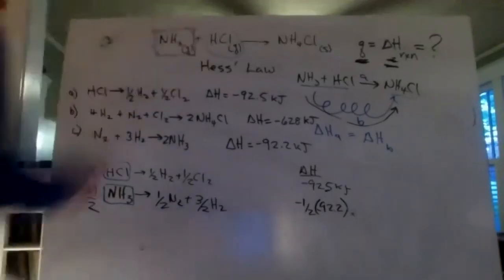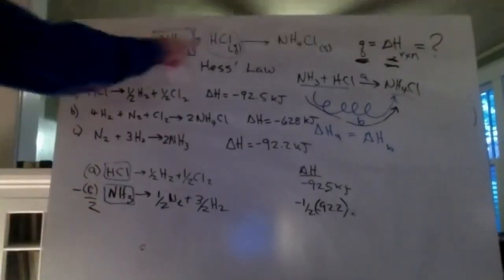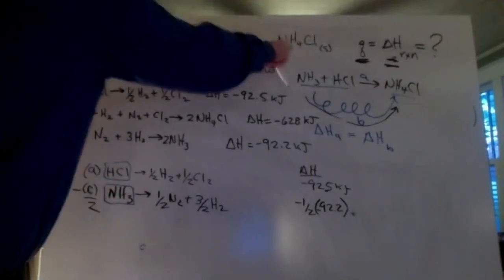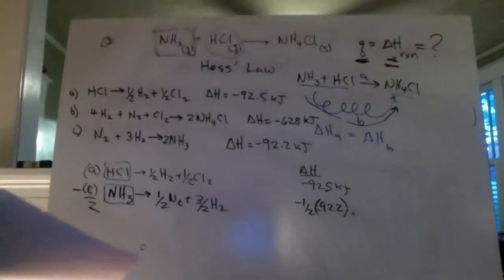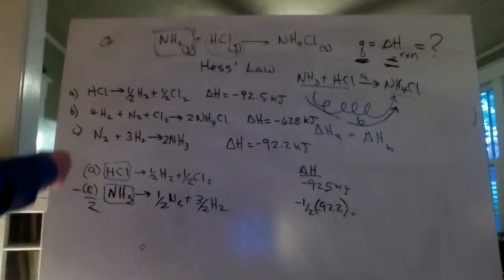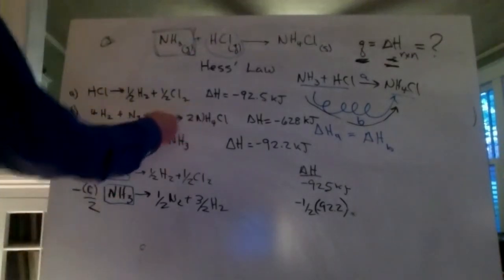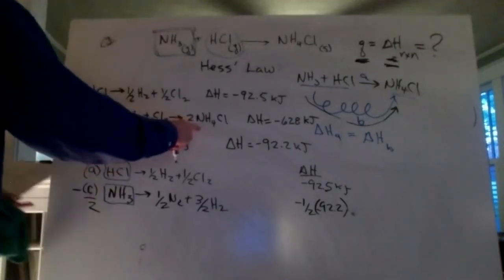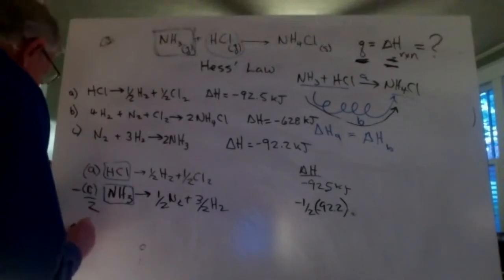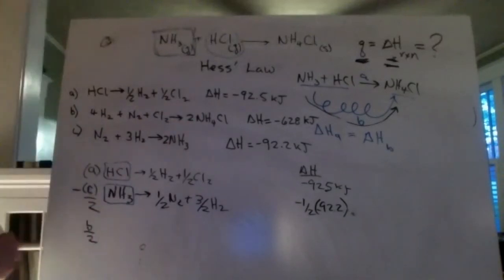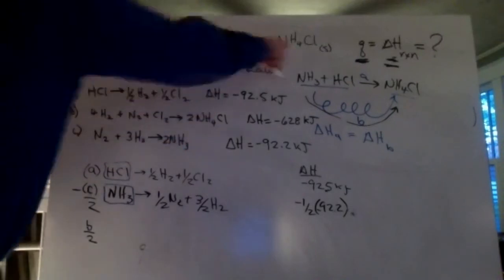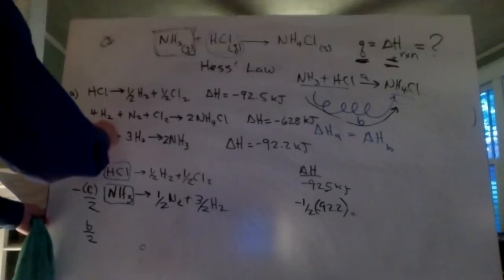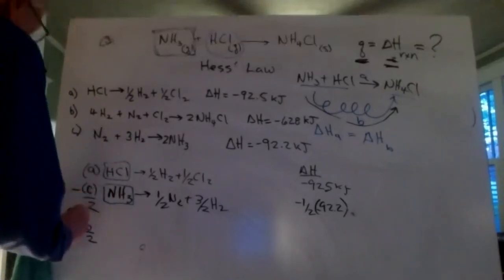And so we have that. We have our 2 reactants, 1 mole of HCl reacting with 1 mole of NH3. We need 1 mole of ammonium chloride, and we'll get that because ammonium chloride is equation B. But notice we have 2 moles of ammonium chloride, so we're going to take B divided by 2. And that will give us 1 mole of ammonium chloride as product. So that'll be equation B divided by 2.